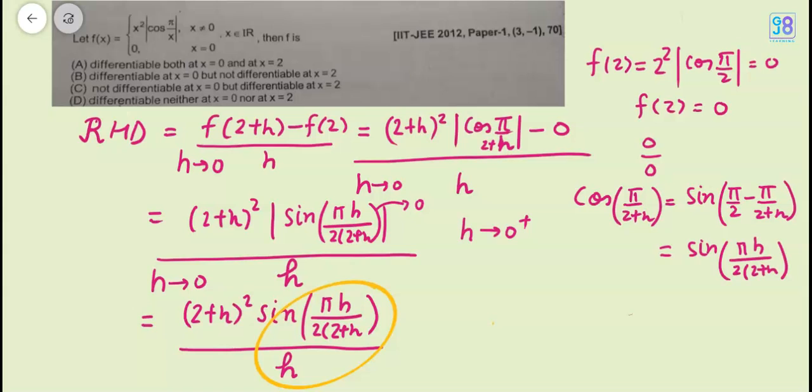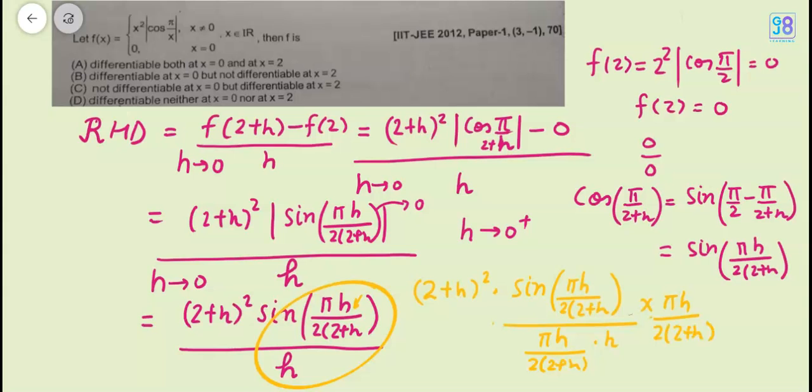For this particular thing we just need to replace whatever is in the numerator, the same thing in the denominator. So my expression will now look like (2 plus h) whole squared times sine of pi h over 2 times (2 plus h), over pi h by 2 times (2 plus h), and we already had an h over here, so we'll keep it that way, and then we'll multiply by the same thing, so we'll have 1 over pi h over 2 times (2 plus h).